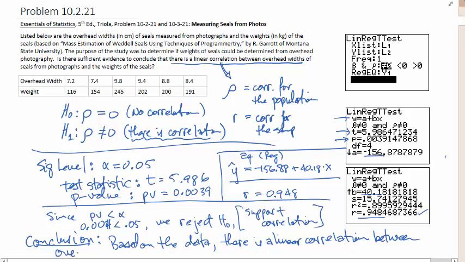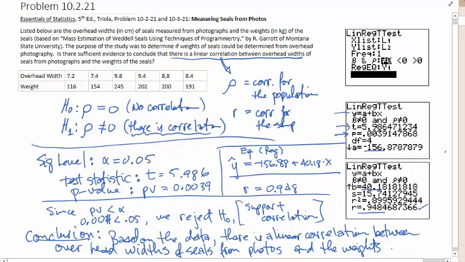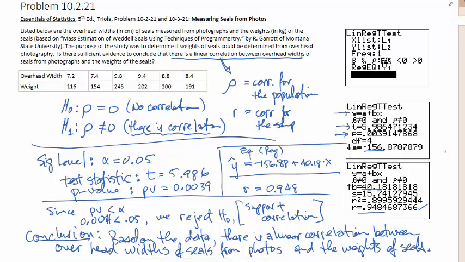Between overhead widths of seals from photos and the weights of seals. Okay, so we have established correlation.